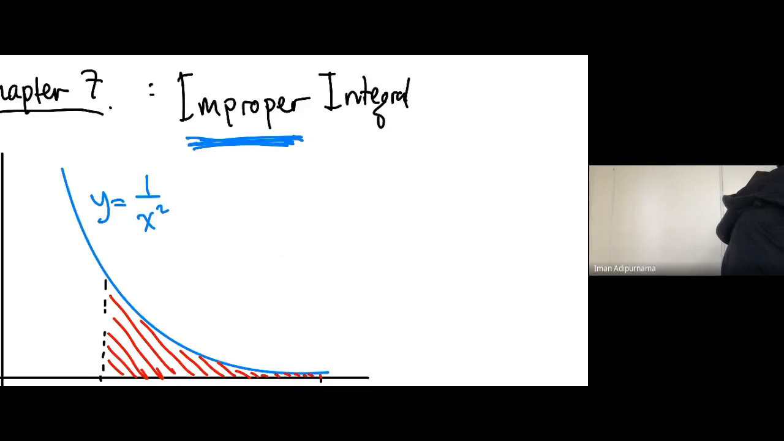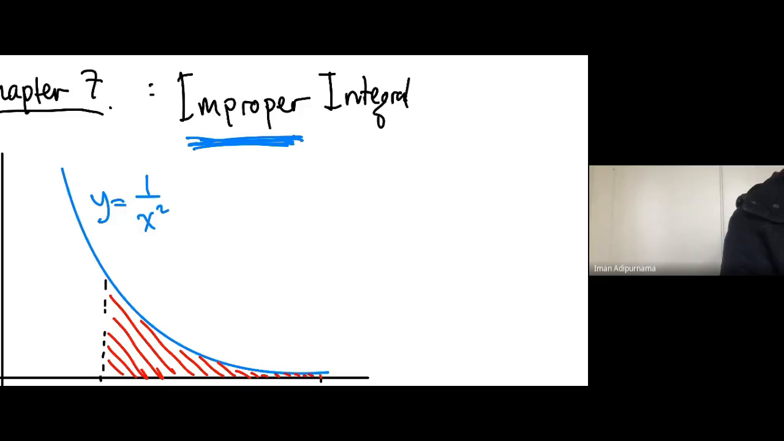So proper, I believe you understand proper. Basically, proper means as it is, as regular as it is. Just integral. Proper integral. But this is improper integral. So there will be something that makes the integrations different from the proper one.